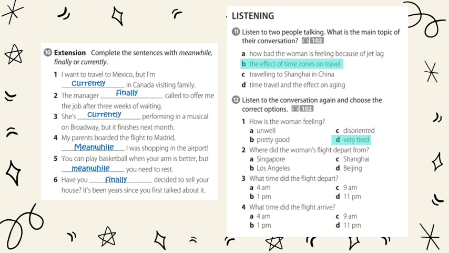Number 2, where did the woman's flight depart from? Answer is letter C, Shanghai. Number 3, what time did the flight depart? Answer is letter B, 1 p.m. And number 4, what time did the flight arrive? The answer is letter C, 9 a.m.